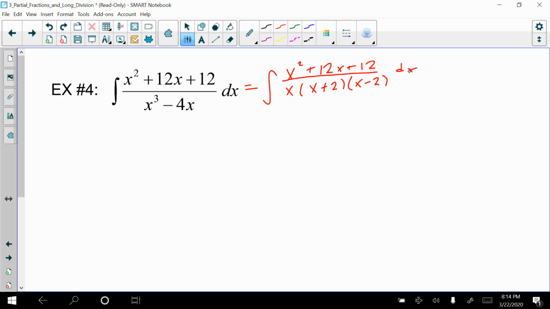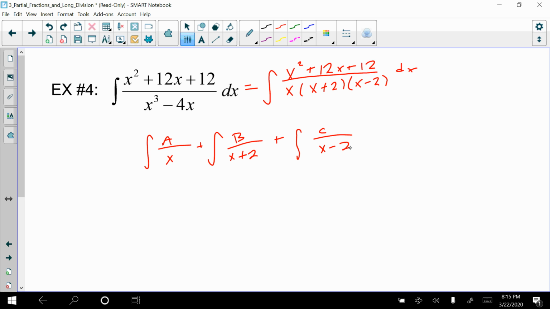And now in this case, this one's going to be a little bit different. We have to look at 3 partial fractions, because in the denominator I have 3 factors. So let's break this up here. So we'll have an a over its denominator of x. I'll have a b over its denominator of x plus 2. And I'll have a c over its denominator of x minus 2.